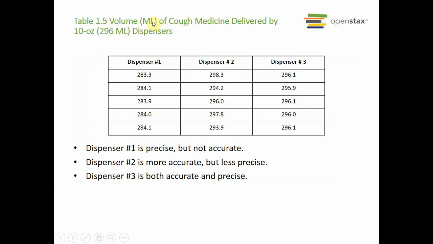These are the volumes in milliliters of cough medicine delivered by 10-milliliter dispensers. Dispenser 1 is precise but not accurate. Dispenser 2 is accurate but less precise. Dispenser 3 is both accurate and precise.